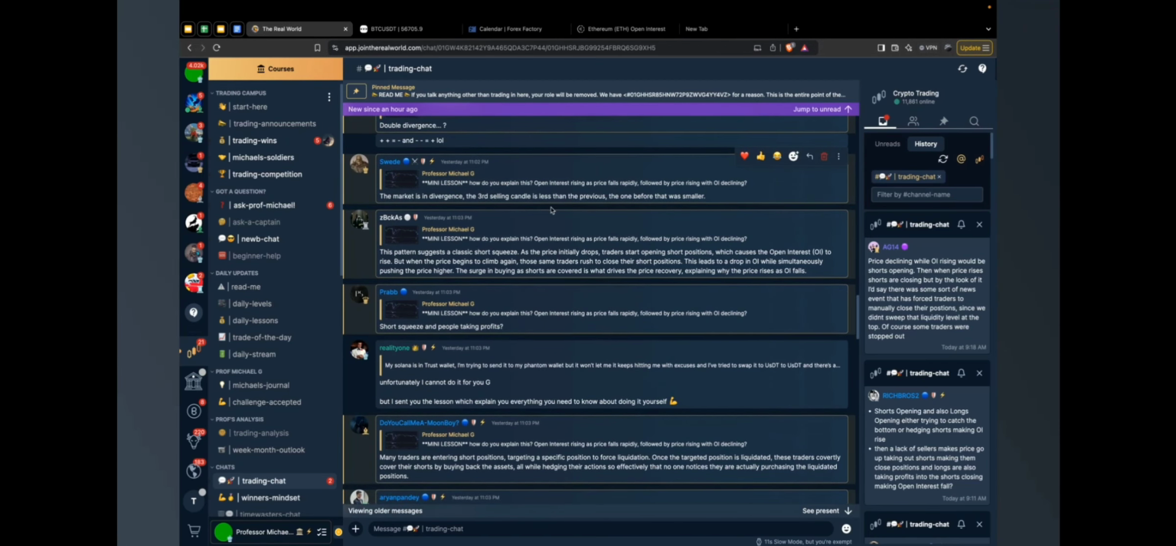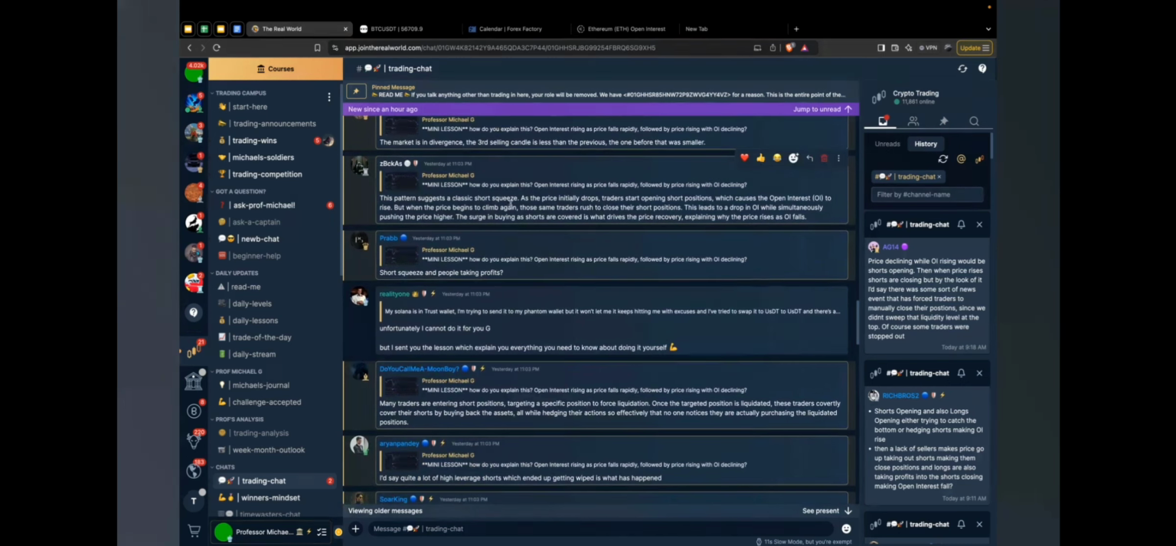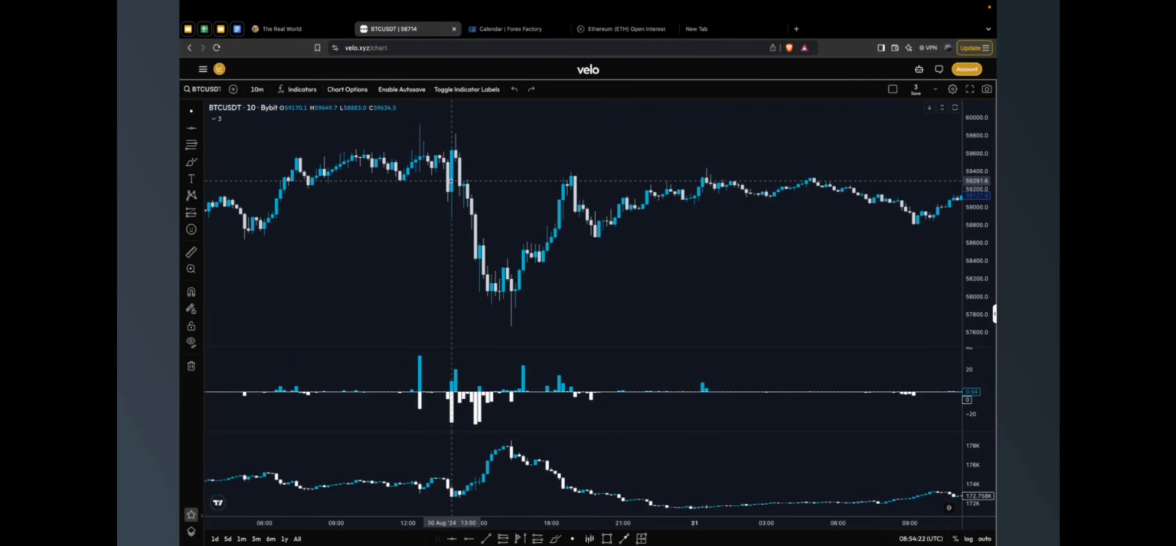Markets in divergence. Pattern suggests a classic short squeeze. Price initially drops, traders start opening shorts, which cause open interest to rise. Partially correct. Price falling, open interest rising. It does mean shorts are entering, but it also means longs are entering.